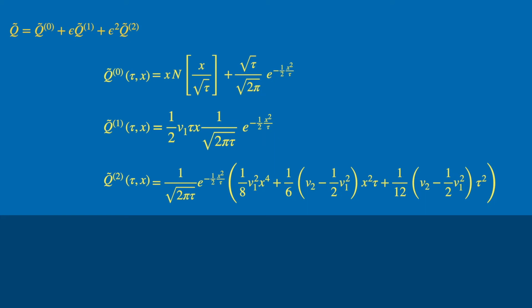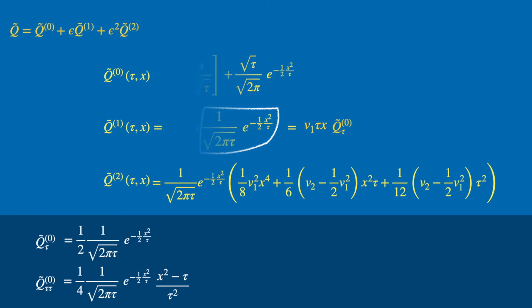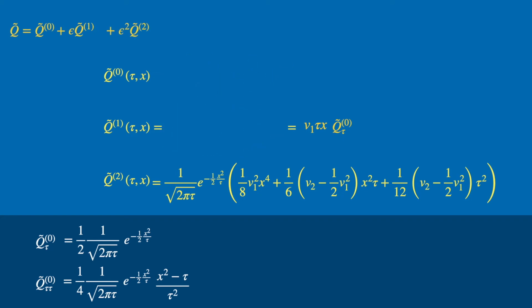If you differentiate this with respect to tau, you will get half of the normal density. And if you differentiate again, you will still get the scaled normal density, though the scaling factor is slightly complicated. Now, if you look at the expression for Q1, you see it has half the normal density, which is the first derivative of Q0 with respect to tau, and we keep the residual terms. So we get rid of Q1 by replacing it with the first derivative of Q0.